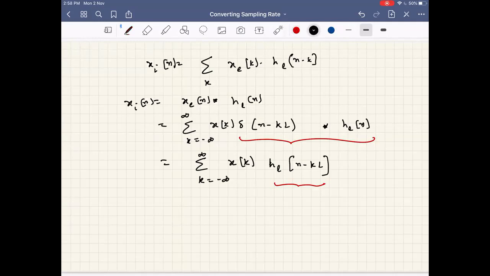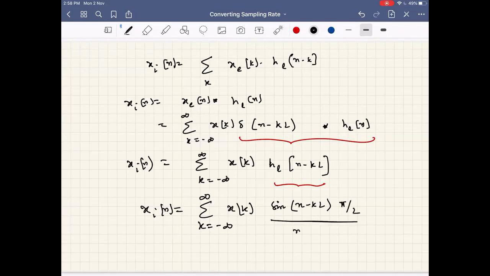And this now you can also write explicitly: x_i of n is equal to summation. What's the operation happening here? It is essentially similar to reconstruction, but with a discrete sinc. Hence the interpolation happens in between the samples which are non-zero, and the zero samples are being reconstructed through this process. Okay, this is the interpolated signal or sequence.